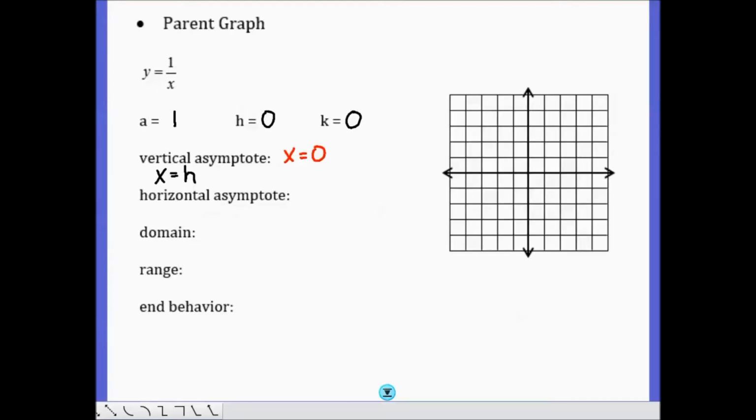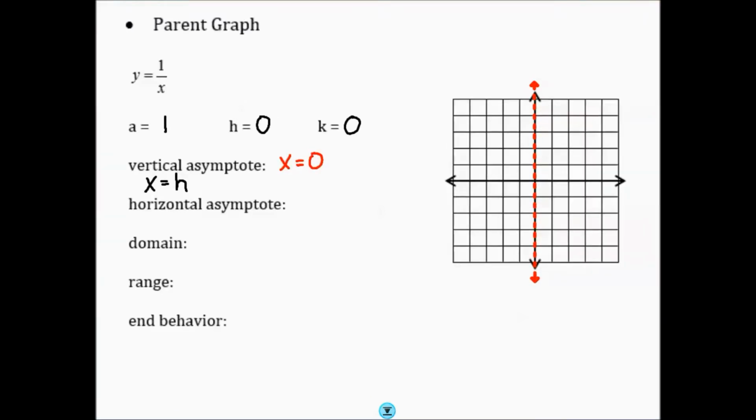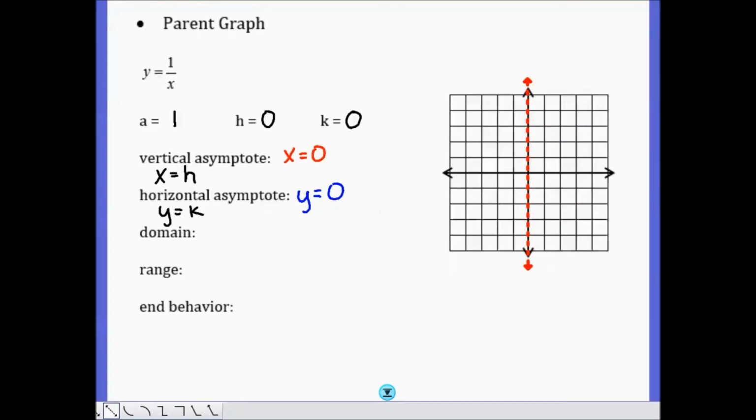Now, when we draw our vertical asymptotes, you want to use a dotted line. The next thing we need to find is a horizontal asymptote. And your horizontal asymptote is going to be y equals k. So for our parent function, that asymptote is y equals 0. Again, you want to draw your asymptote with a dotted line.